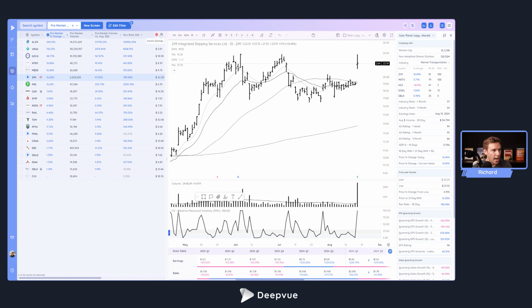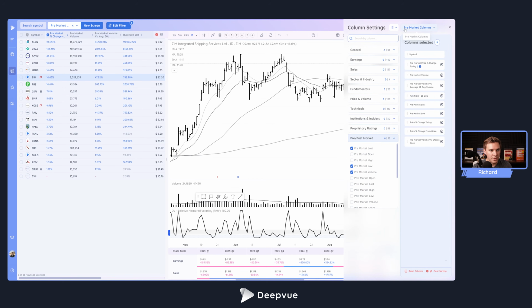So if we take a look at my data columns, these are my pre-market columns. I've got pre-market percent change, and pre-market volume, because I want to see that it's more than just 5 shares, as I mentioned. Then pre-market volume versus the 50-day average volume, the run rate, the pre-market last, pre-market low, price percent change today, price percent change from the open. These will activate when the bell rings and it's time to potentially execute on an earnings gapper, and pre-market volume versus shares in float. So these are my pre-market columns.